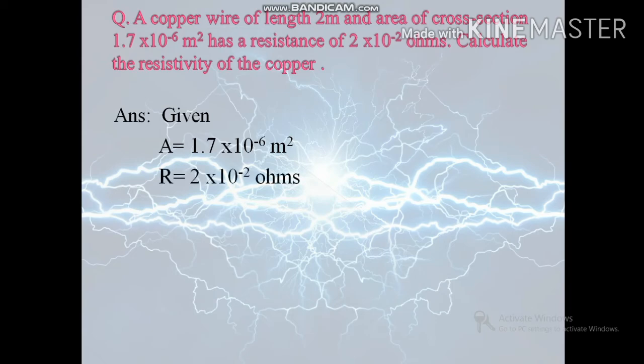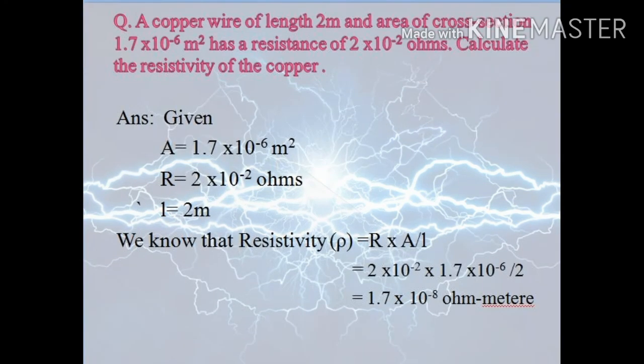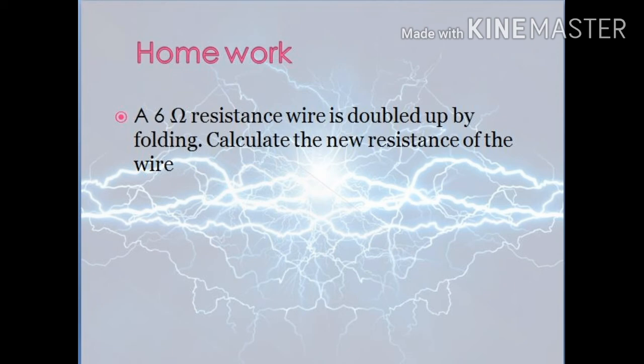So given A, the area of cross section, equal to 1.7 into 10 to the power minus 6 meter square, and resistance R equal to 2 into 10 to the power minus 2 ohms, and the length of the wire is equal to 2 meter. So we know that resistivity rho equal to R into A by L. By putting the values of R, A and L, we got 1.7 into 10 to the power minus 8, and we know that the SI unit of resistivity is ohm meter. So the resistivity of copper is 1.7 into 10 to the power minus 8 ohm meter.